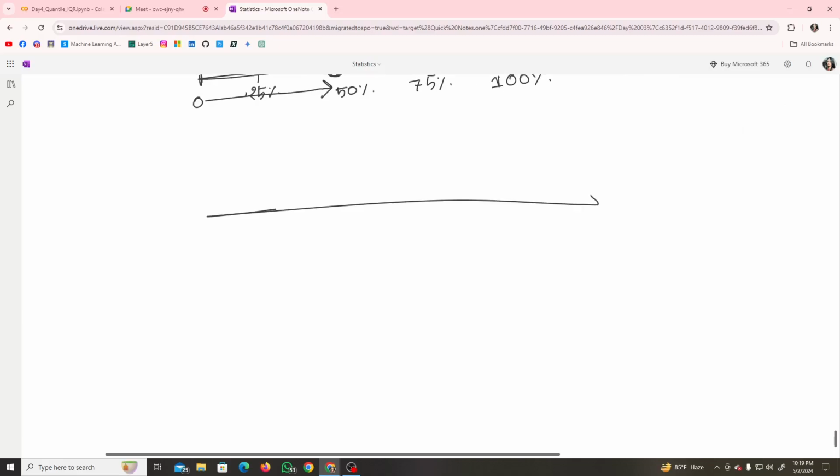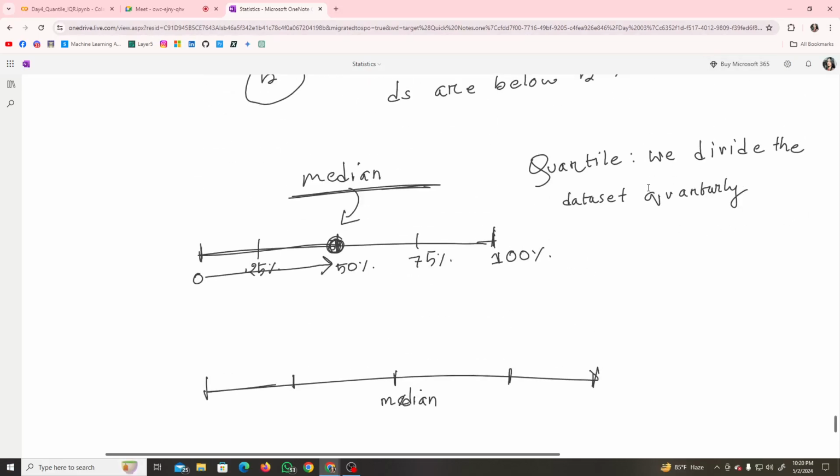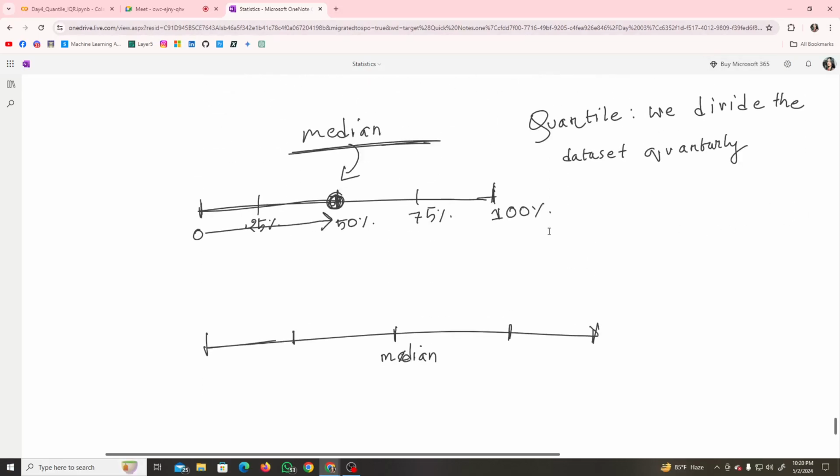So let's draw this thing again. This is your entire dataset on a number line, and this is your median, the middle value, the center value of your dataset. And you want to divide it into 4 parts, so you will divide this part equally and this part equally. So what does quartile mean? As I said, in quartile we divide the dataset quarterly, or into 4 parts.